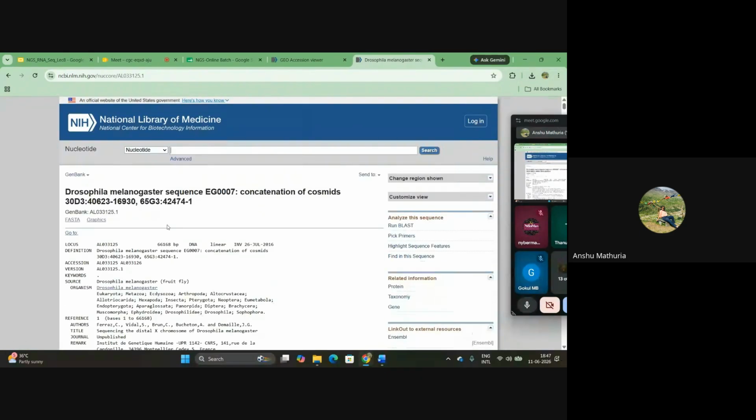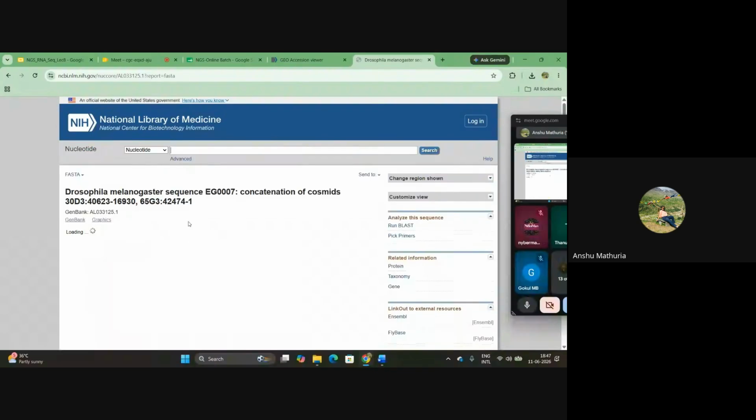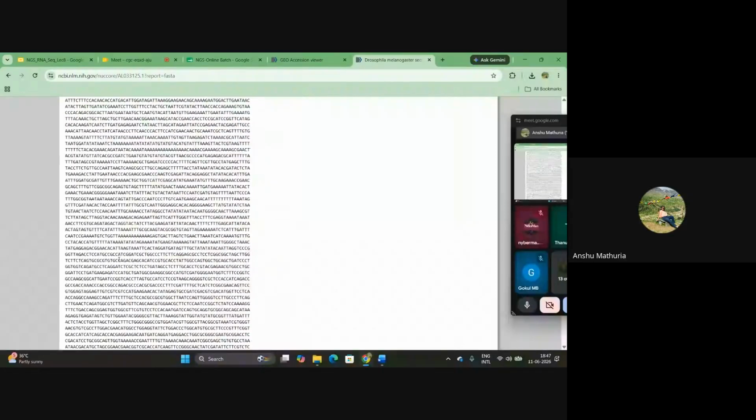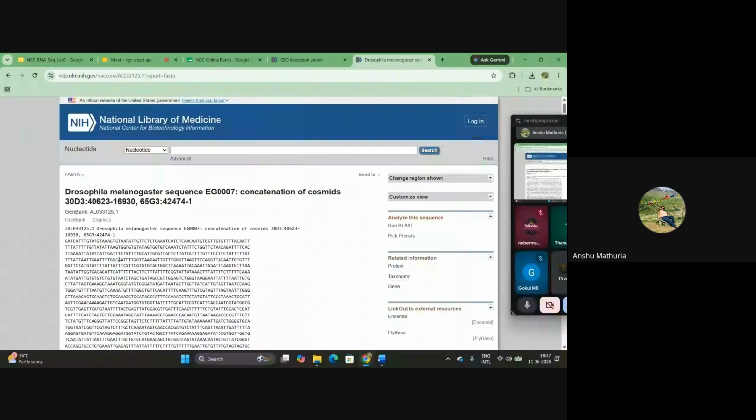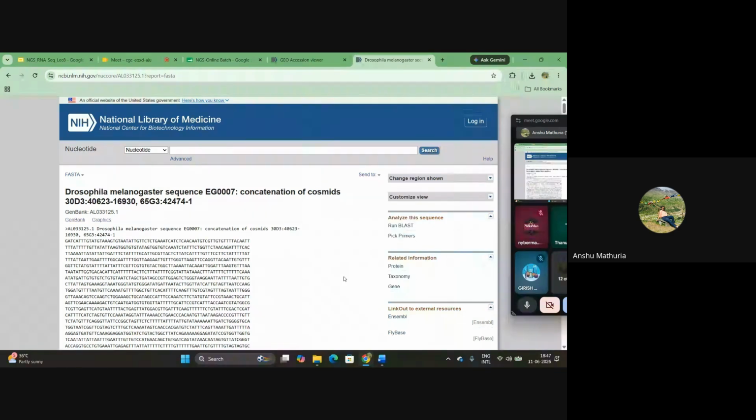That is the DNA. After going here, you're going to click on FASTA. After you click on FASTA, an entire FASTA sequence will be opened. That will contain 66,000 base pairs, this entire thing. So this is your FASTA sequence. Now you're going to download this FASTA sequence. So you will do Send to, choose destination, file, FASTA format, and you will create a file.